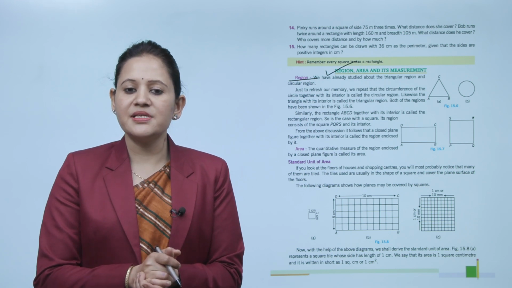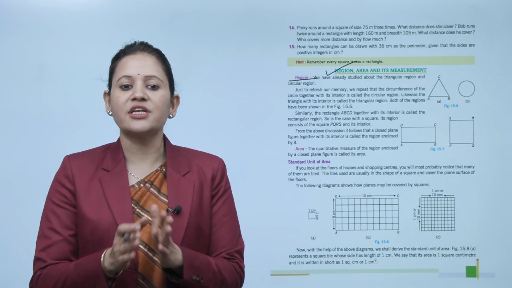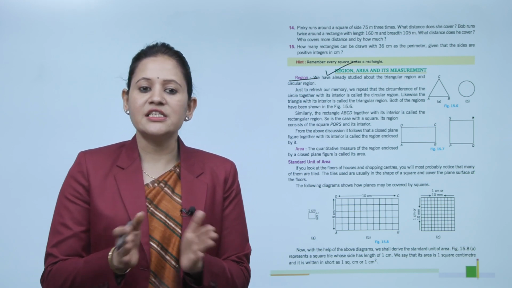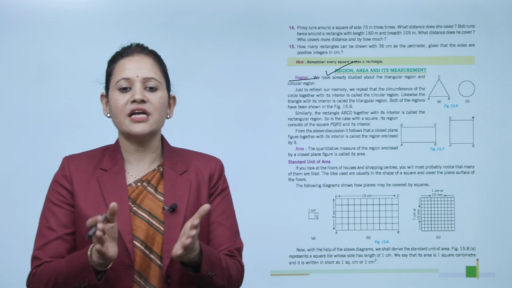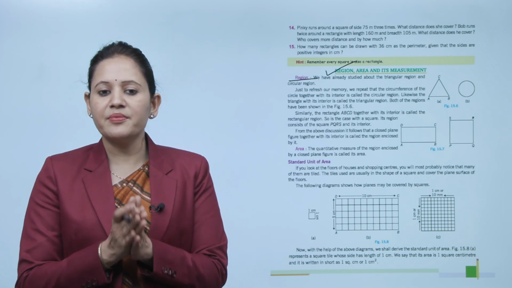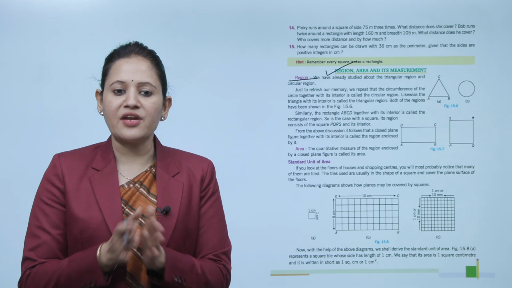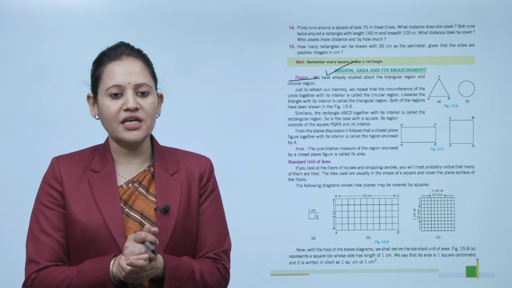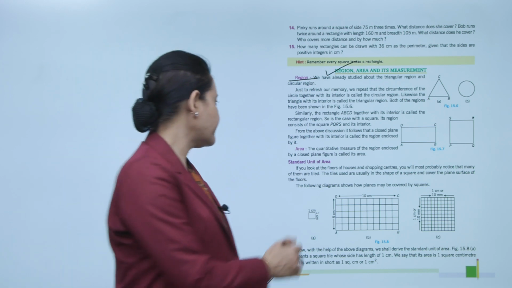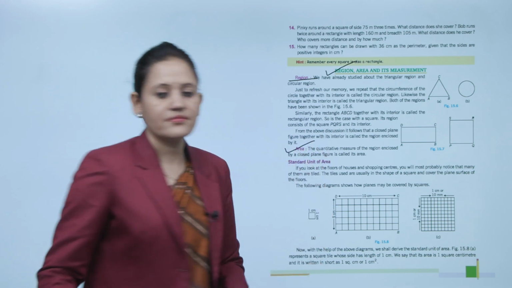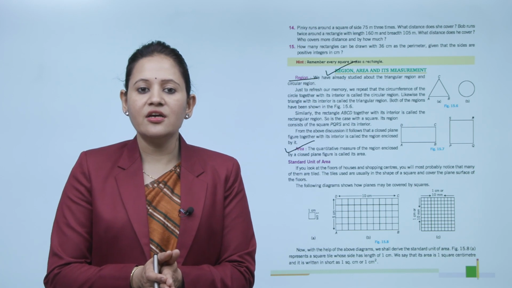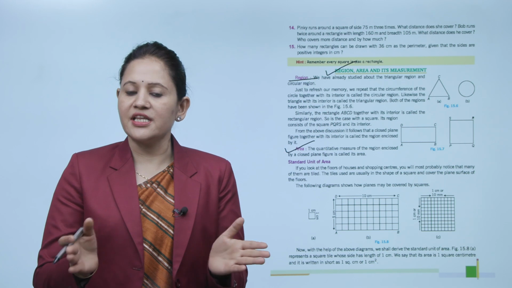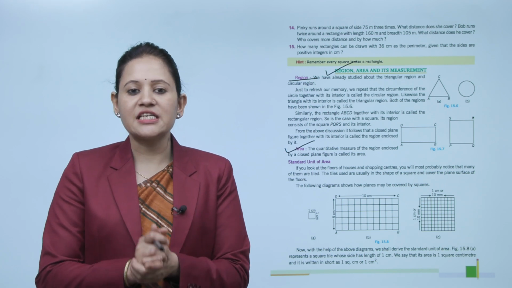Similarly, the rectangle ABCD together with its interior is called the rectangular region. So, in the case of the square, its region consists of the square PQRS and its interior. From the above discussion, it follows that a closed plane figure together with its interior is called the region enclosed by it. Next is area. Area: the quantitative measure of the region enclosed by a closed plane figure is called area. Next is standard unit of area.